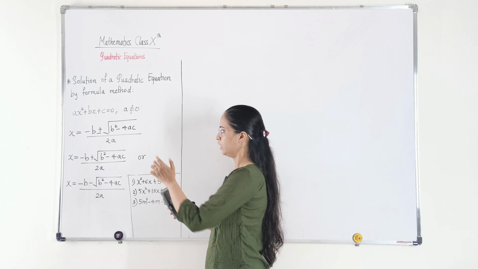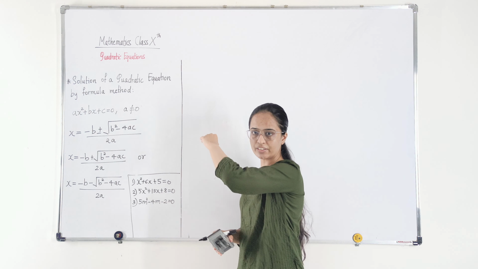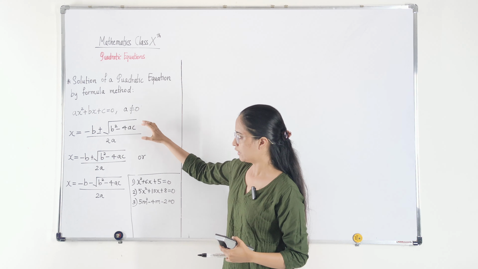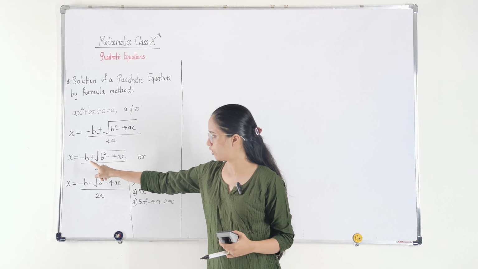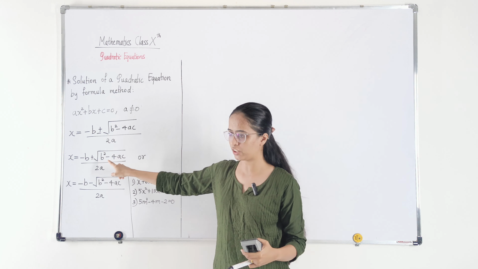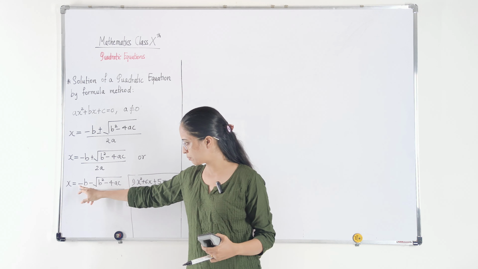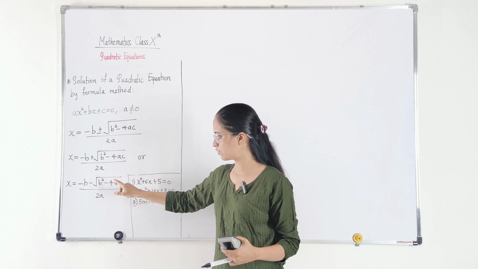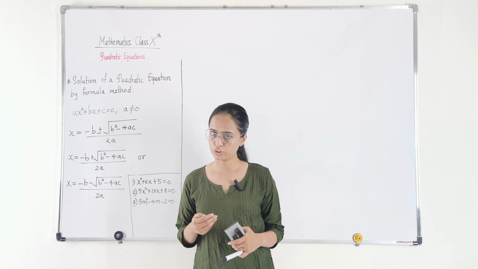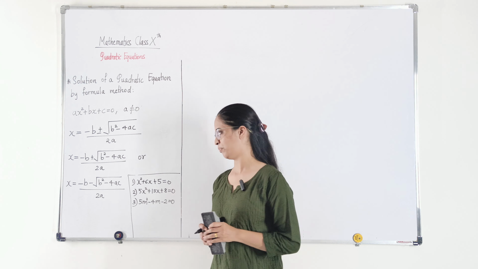Now here, if you see, b, a and c are basically the coefficients of x square, x and the constant term respectively. So we would be using this formula wherein the first value of x is minus b plus under root of b square minus 4ac upon 2a, and the second value of x is minus b minus under root of b square minus 4ac upon 2a, and this is how we would be getting two values for the given quadratic equation. Now let us start solving the first problem.